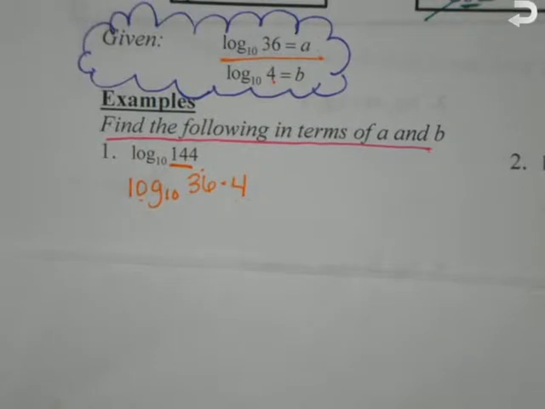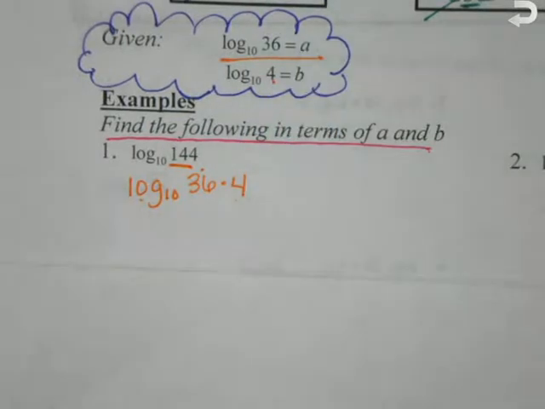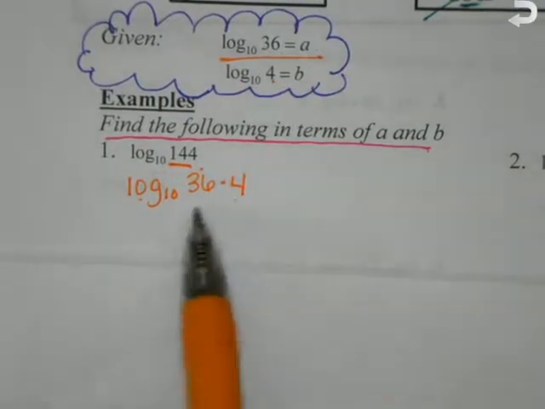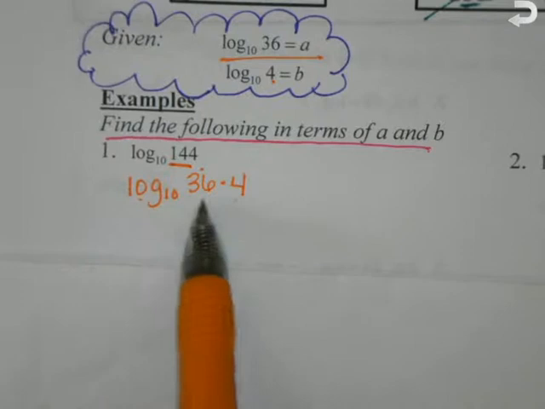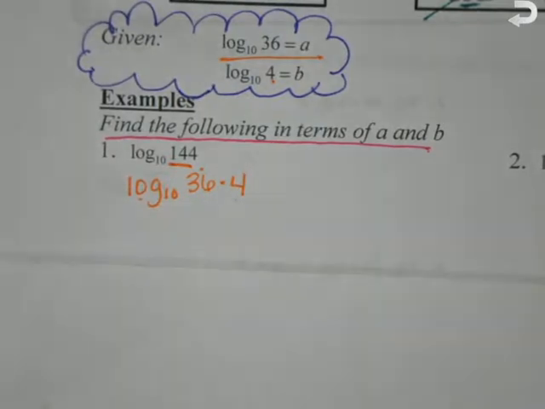Let me rephrase. Log base 10 of 36 is equal to A. My eventual goal is to be able to replace the expression log base 10 of 36 with A. I can't do it right now because right now log base 10 of 36 has a times 4 on the inside. So would you do log 10, 36 plus log 10, 4?